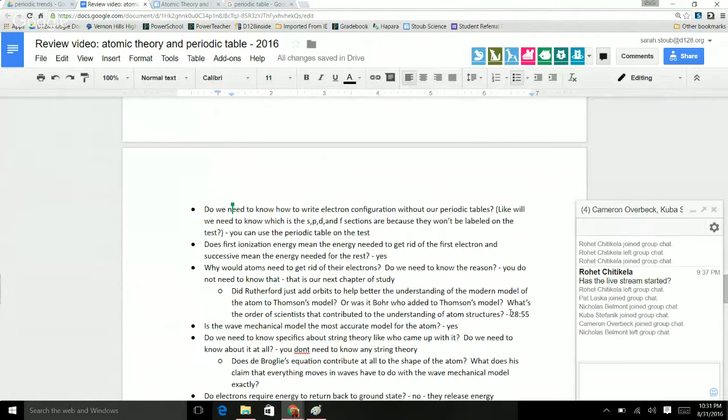Did Rutherford just add orbits to help better understand the modern atom? Rutherford did not do orbits. Rutherford just thought electrons kind of zip around. Or was it Bohr who added to Thomson's model? It went Thomson first, then Rutherford, then Bohr. There you go.